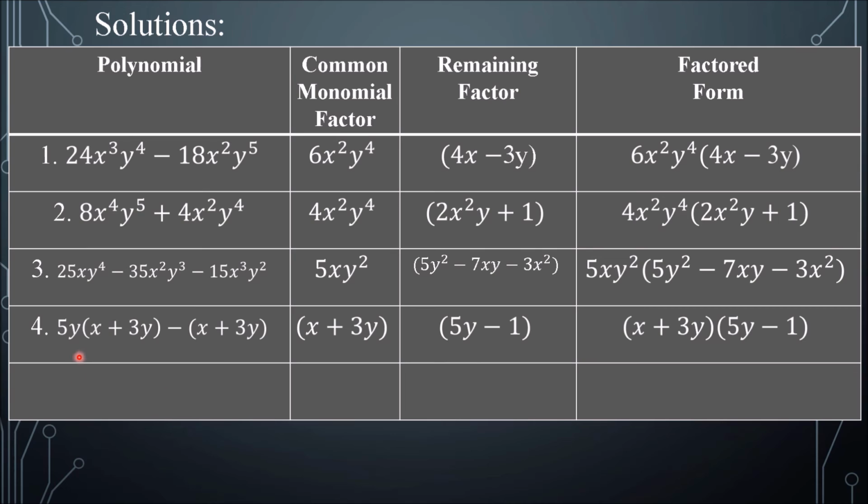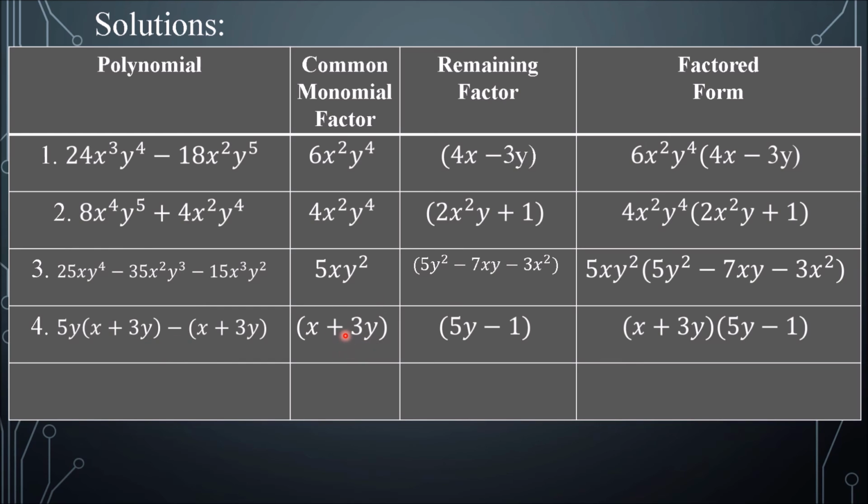Next, we have number 4, 5y times x plus 3y minus x plus 3y. Now, take note of this. As you notice, x plus 3y has 2 terms, but it is enclosed by parentheses. So we can consider this as a monomial or one term only because of the parentheses. So we have the common monomial factor of x plus 3y. So it is obvious that x plus 3y is the common monomial factor.